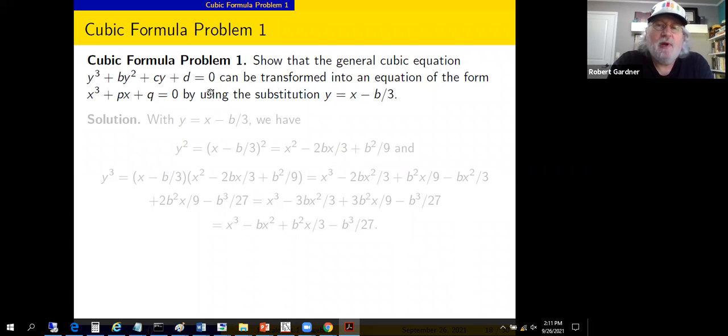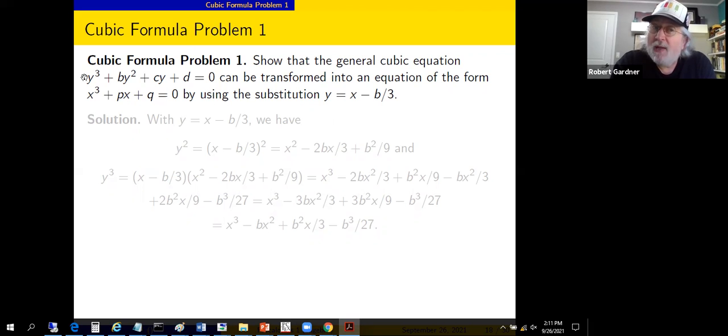plus d equals 0 can be transformed into an equation of the form x cubed plus p x plus q equals 0 by making a certain substitution. All right, first off, this isn't entirely a general cubic equation. The leading coefficient's been chosen to be 1.